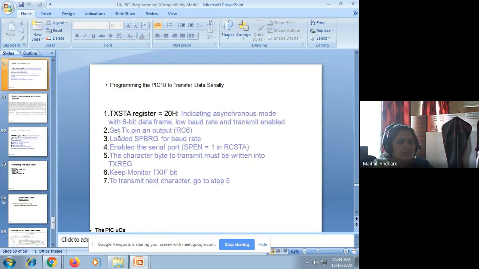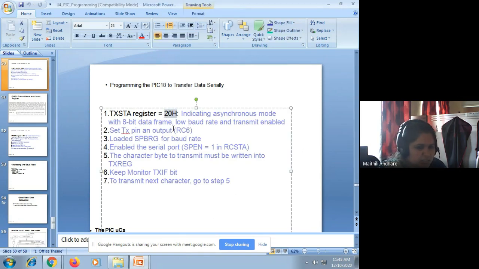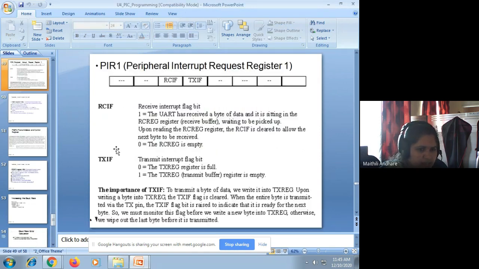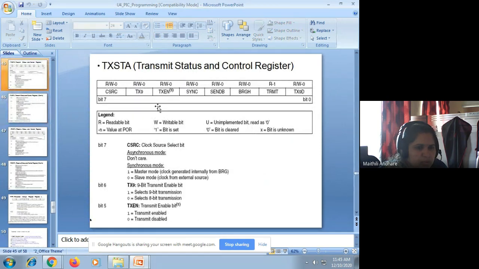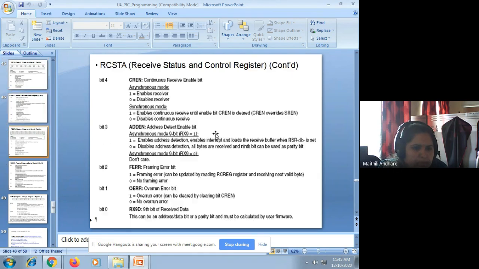Now, what should be the value of the TXSTA register? We have calculated it, and it is 20. Just check how it comes to 20. In the TXSTA register, some bits are 0, this one should be 1, this one should be 0, and all the other bits are 0. I want only these bits, that's why I told you this is an important bit. The remaining bits are not at all required for simple programming.